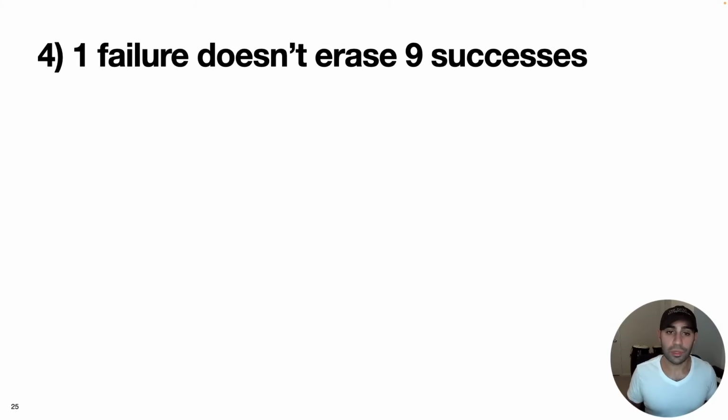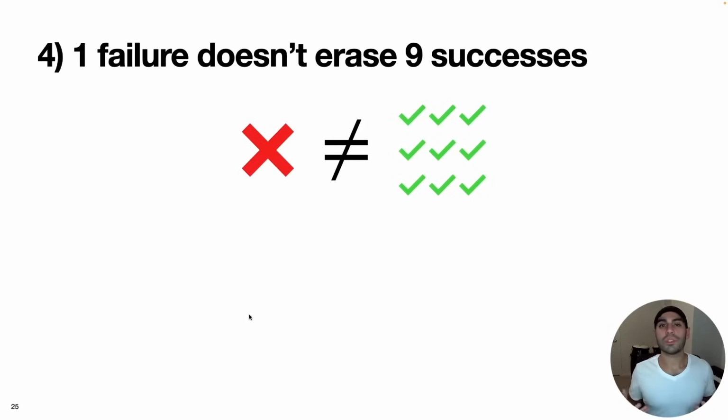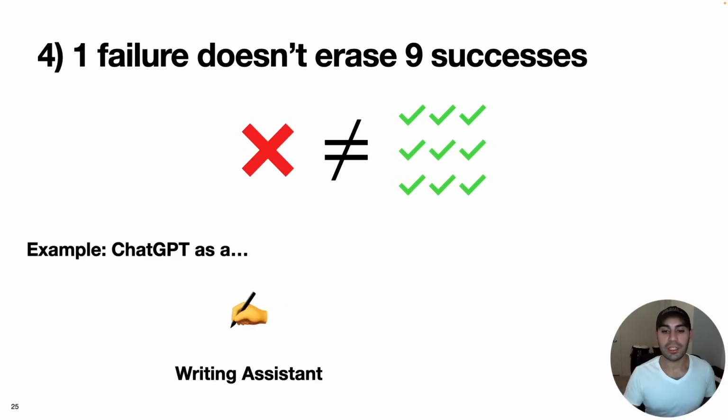Another important rule of thumb is ensure that one failure doesn't erase 9 successes. And essentially what we're talking about here is find the low stakes or low exposure situations. An example of this might be using ChatGPT as a writing assistant, which is pretty low stakes. If it gives 9 good recommendations followed by 1 bad recommendation for writing, it's no big deal. You can just ignore that recommendation and move on with your life.